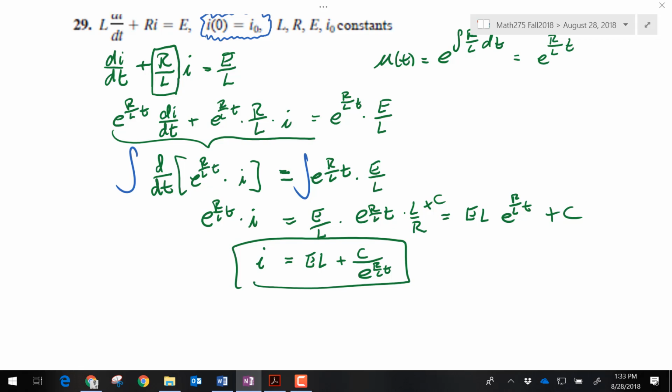Oh yeah, this is circuit stuff. Anybody taking circuits or something like that? No, whatever.